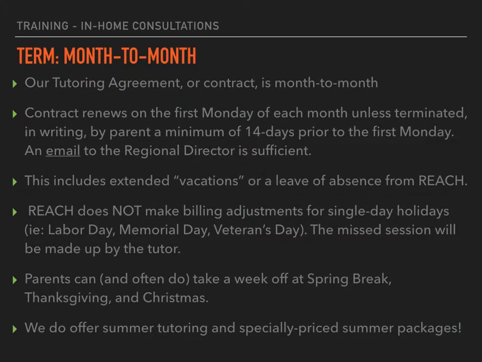The first item on our contract, and possibly the most confused element of the contract, is the term. In other words, how the contract works, when it is cancelable, how to cancel, and how our billing works. Our tutoring agreement is a month-to-month agreement that renews on the first Monday of each month unless terminated in writing by the parents with a minimum of 14 days notice before the first Monday of the new month.